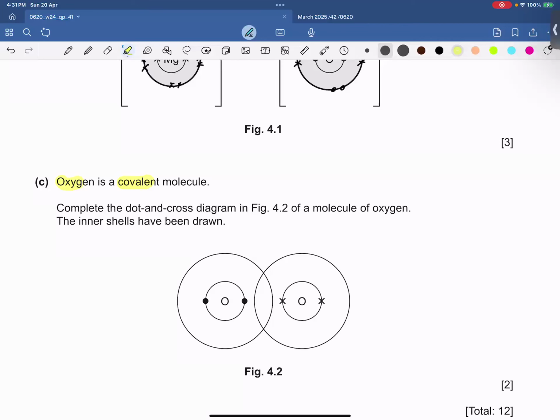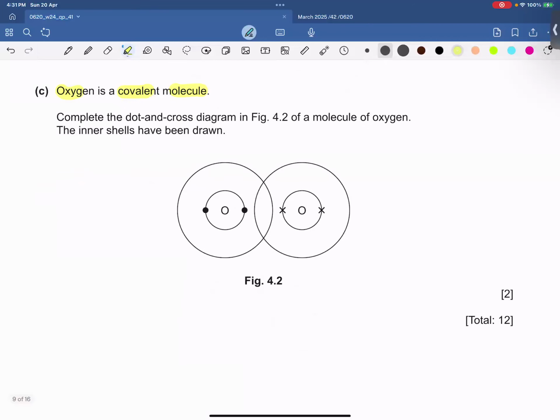Oxygen is a covalent molecule. Complete the dot and cross diagram in figure 4.2 of a molecule of oxygen. The inner shells have been drawn. Okay, oxygen has 4 valence electrons, in fact 6 valence electrons.